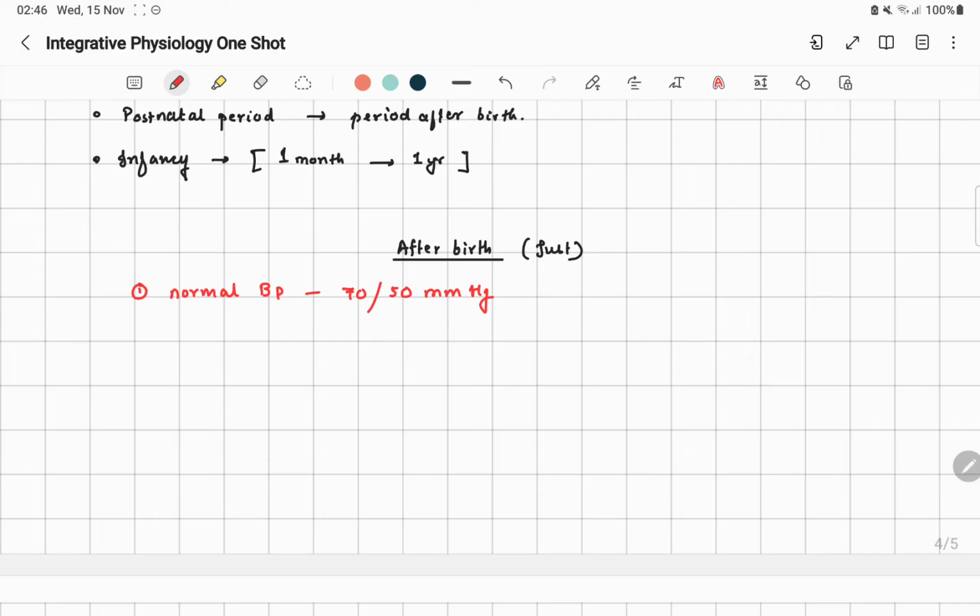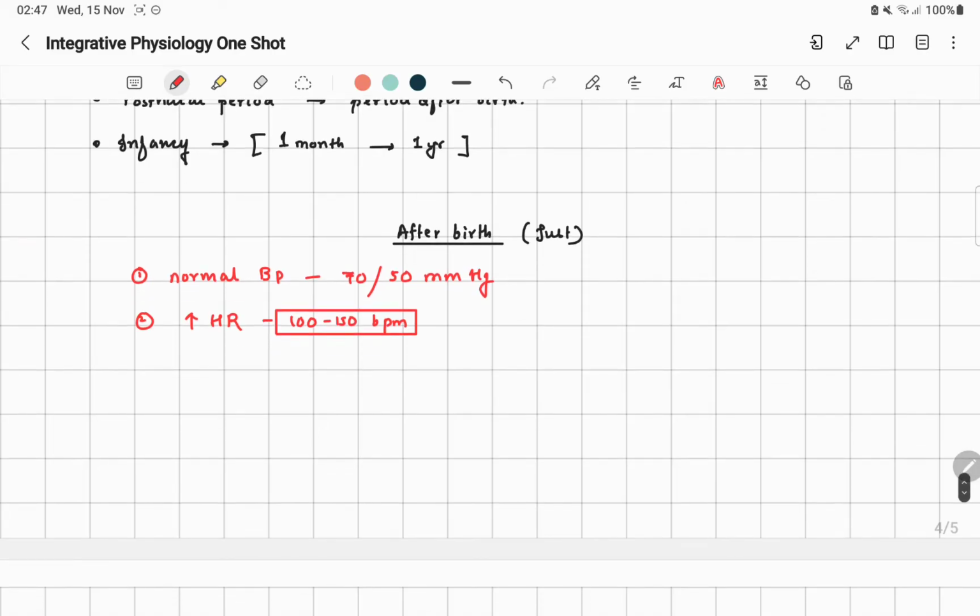Heart rate is more due to sympathetic dominance. Heart rate is about 100 to 150 beats per minute. With advancing age, the parasympathetic dominance is established and 70 to 90 beats per minute by adulthood will occur.